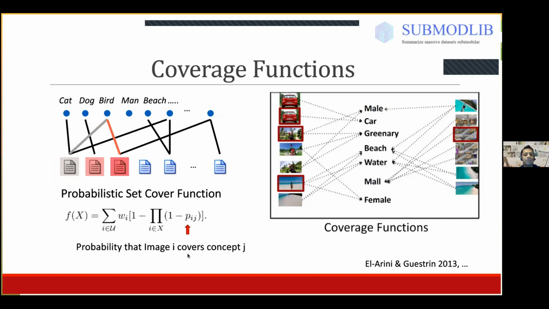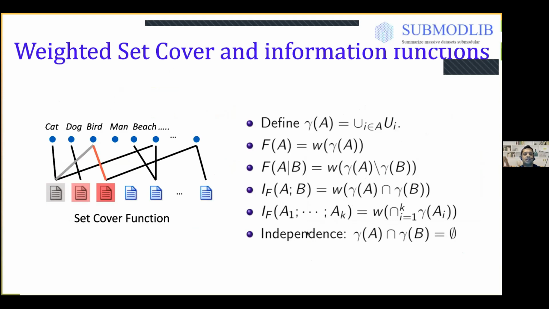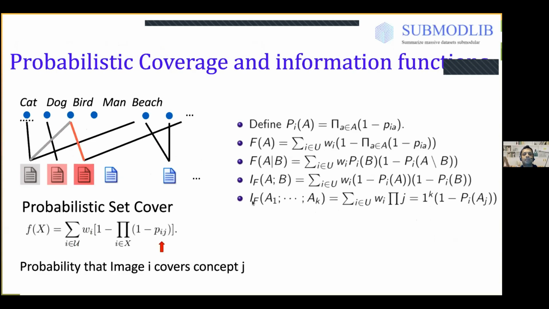You could also have a probabilistic version where you have the probability Pij of an image I covering concept J, or a document I covering word J. This allows for probability of covering concepts. And you could again have mutual information variants, as well as conditional gain variants for weighted set cover and probabilistic set cover.